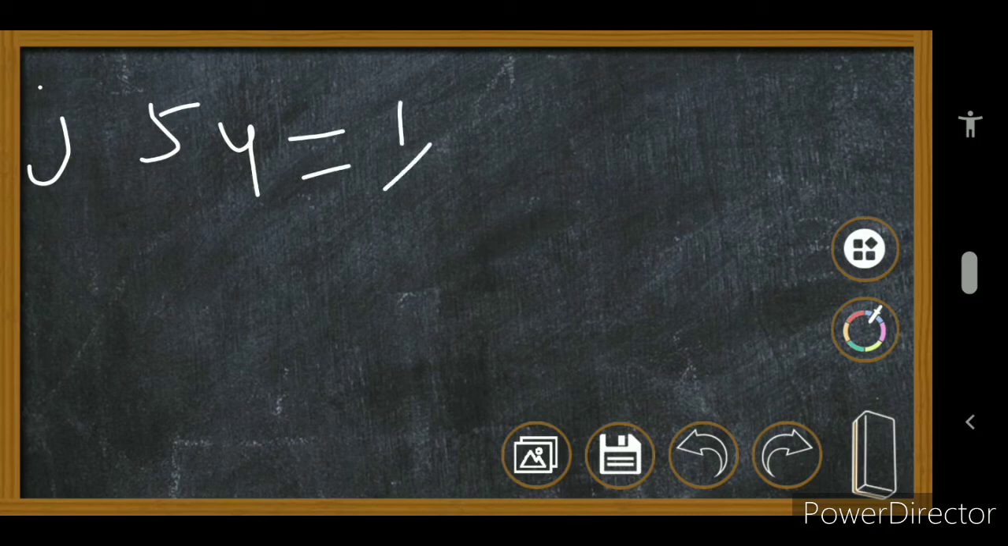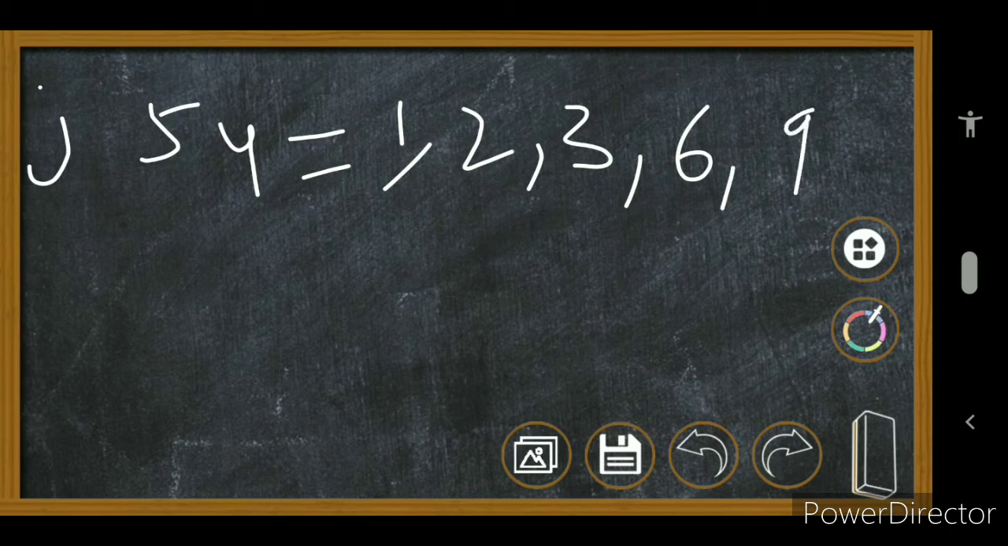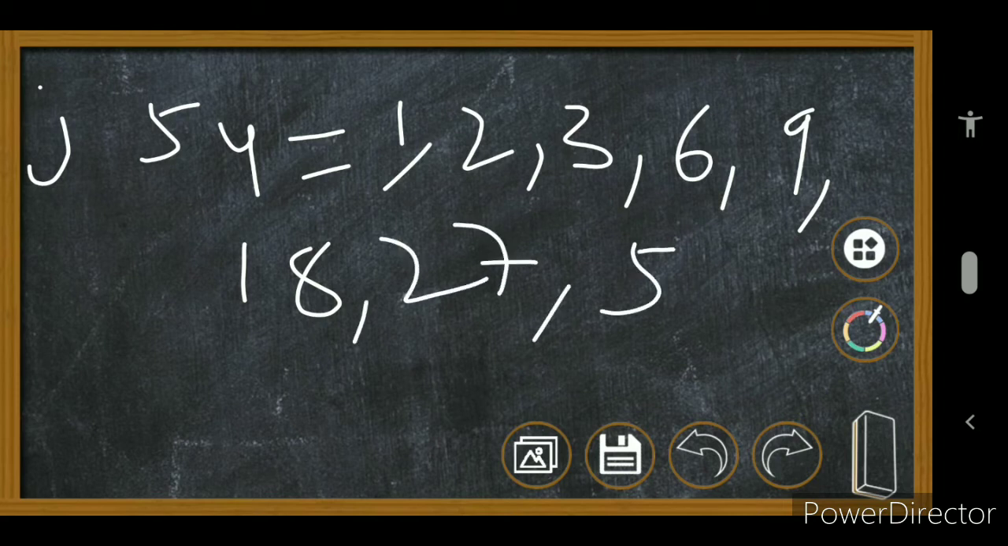We will do J. J is 54. Okay, J is 54, so it will go by one table, 2 times table, 3 times table, 6 also it will go, that is 6 9s are, so 9 will also come, 9 and 18 table, then 27s are, and final is 54.